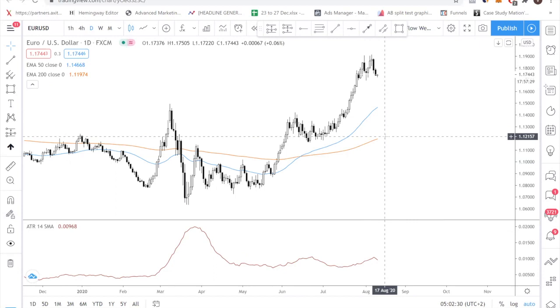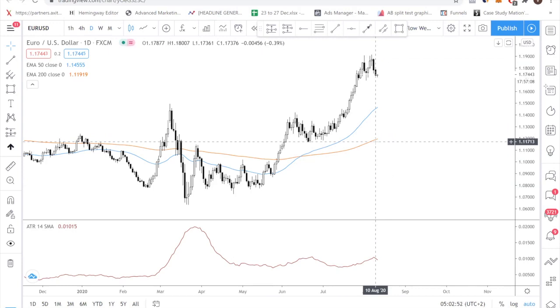So criteria number 1 involves looking at the 200 period moving average. Very simple. If price is above, then you want to be buying. If price is below, you want to be selling. As of right now, the market is trading above the 200 EMA, exponential moving average. So that means that you want to be buying.